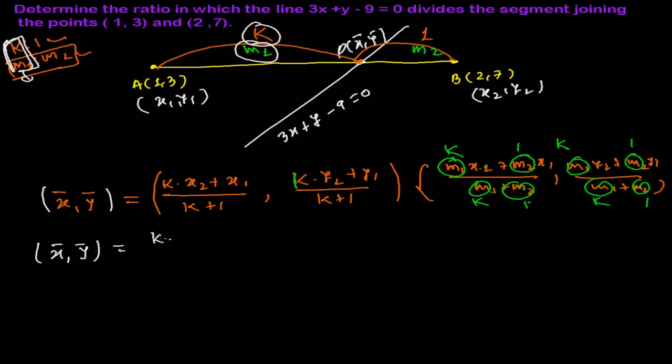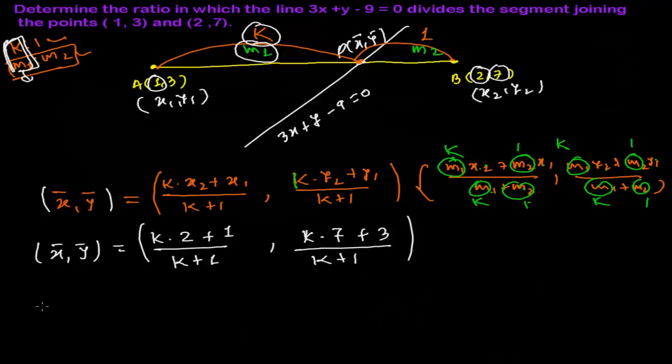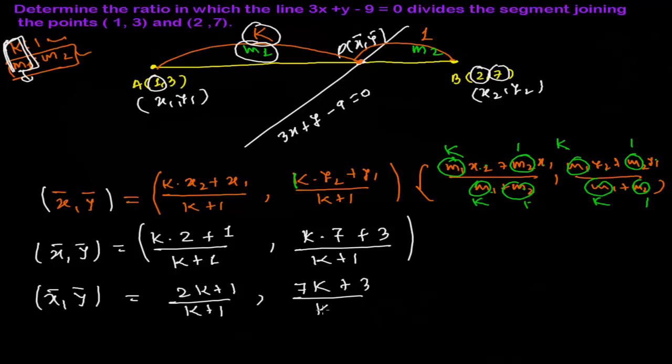Okay, so now K times X2. X2 is here 2. This 2 is my X2. So 2 and then X1. X1 is here my 1. And then I will get K plus 1. And now K Y2. So K and Y2, Y2 is here my 7. So it is 7K plus Y1. Y1 is here my 3, divided by K plus 1. Let me arrange it properly. My X bar and Y bar is going to be 2K plus 1 divided by K plus 1 and 7K plus 3 divided by K plus 1.